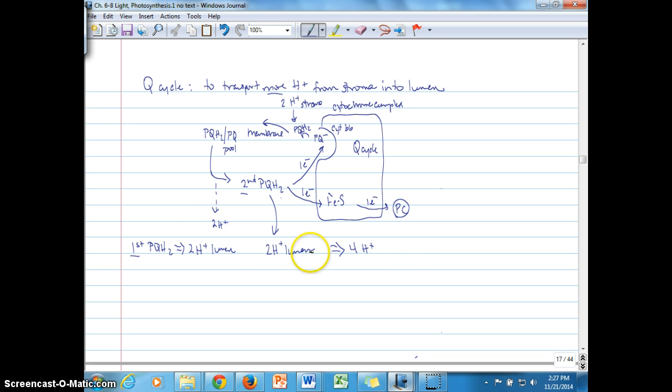So it can actually appear like there's a total of 6 hydrogen ions, but remember, these 2 additional ones, not associated with the first PQH2, would not have been possible without the second PQH2 donating one of its electrons back to the first PQ. So we have a net transfer of 4 hydrogen ions per PQH2 molecule that gets oxidized because of the Q cycle.